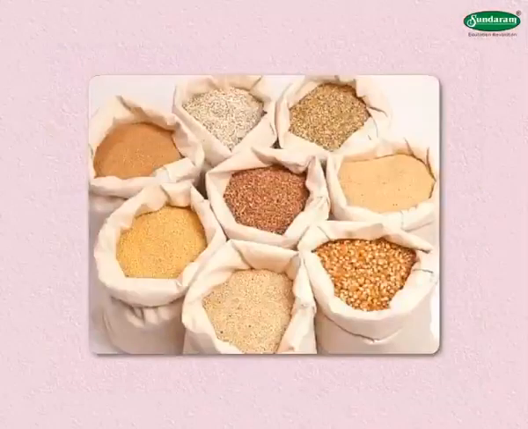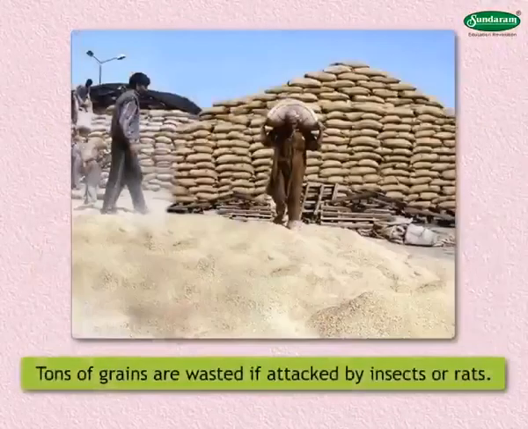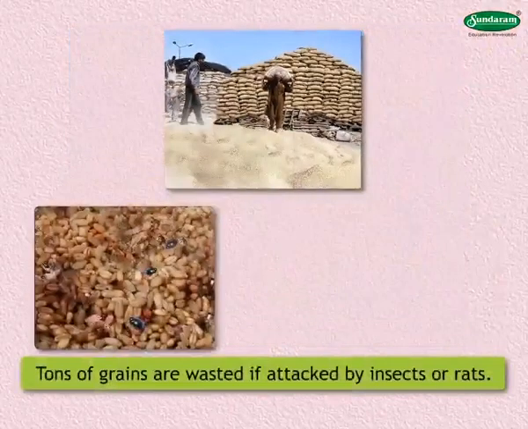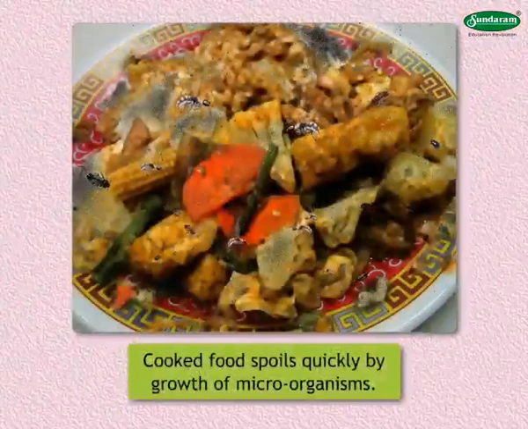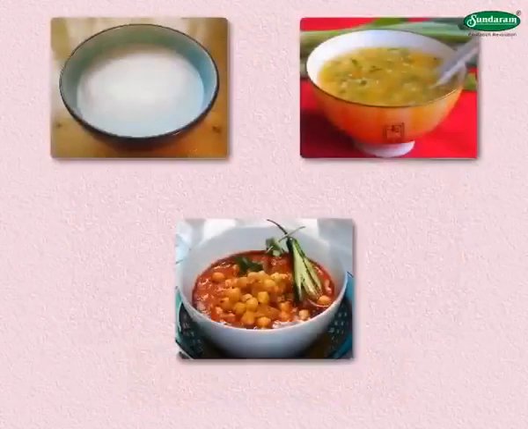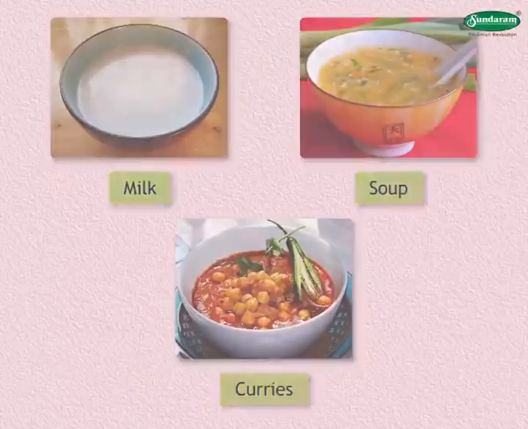Grains get wasted if they are not properly handled or stored. Tons of grains are wasted if they are attacked by insects or mice and rats. Let us now look at the ways of preserving food. Cooked food gets spoilt quickly by the growth of microorganisms in it. That is why we have to boil foods like milk, soups, and curries from time to time.